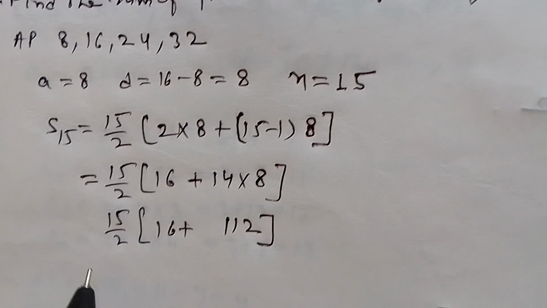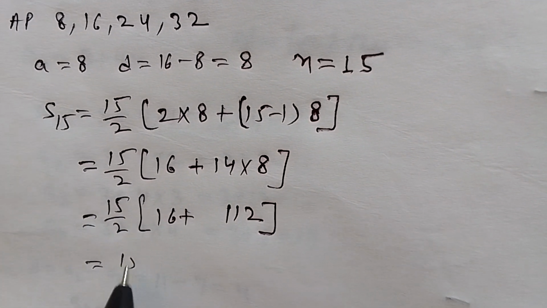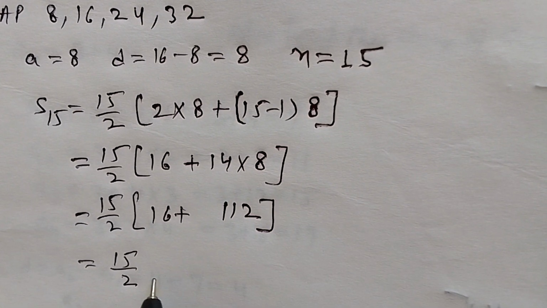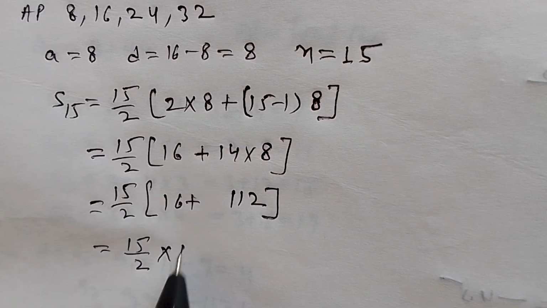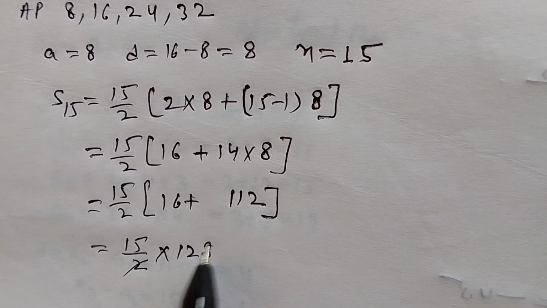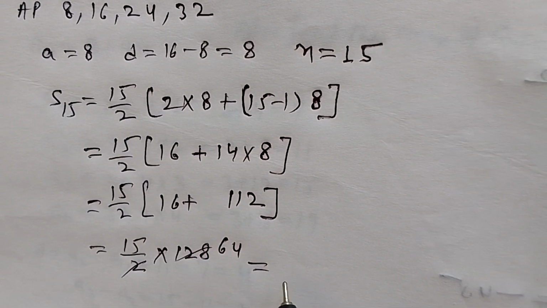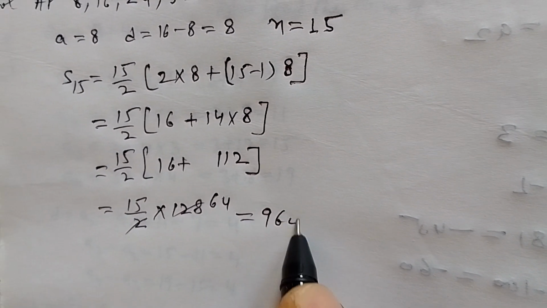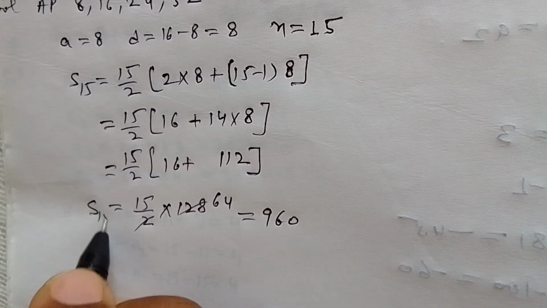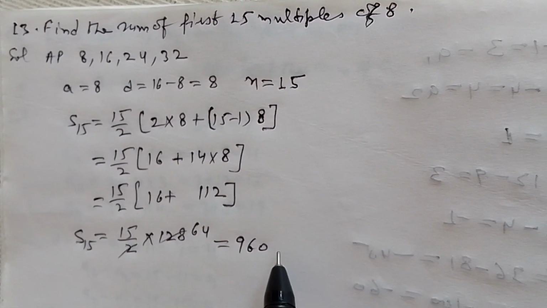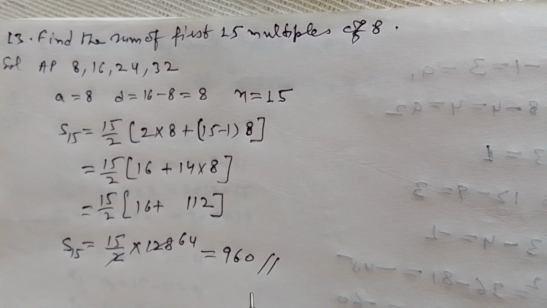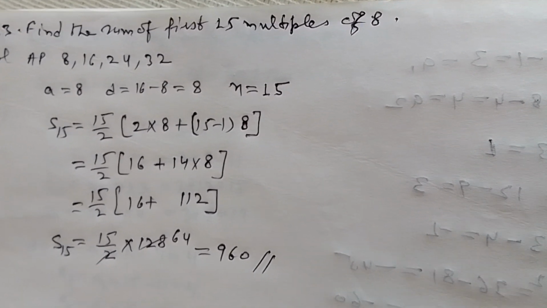15 divided by 2, it becomes 16 plus 112, which is 128. Cancelling 2 with 128, it comes out to be 64. So 15 multiplied by 64 comes out to be 960. So the sum of the first 15 multiples of 8 comes out to be 960. This is the 13th question's solution.